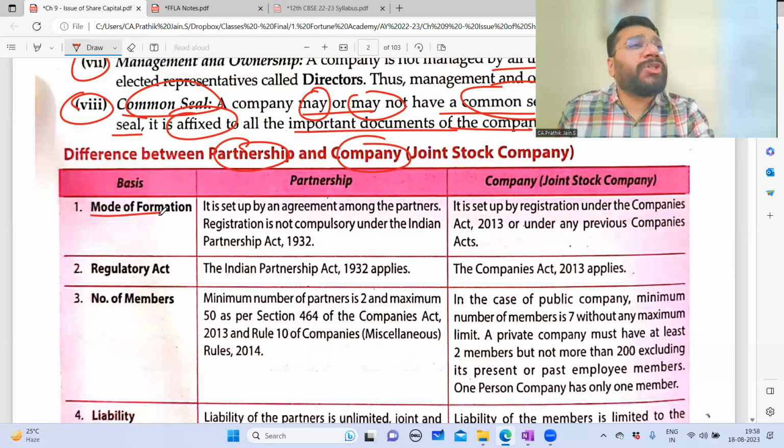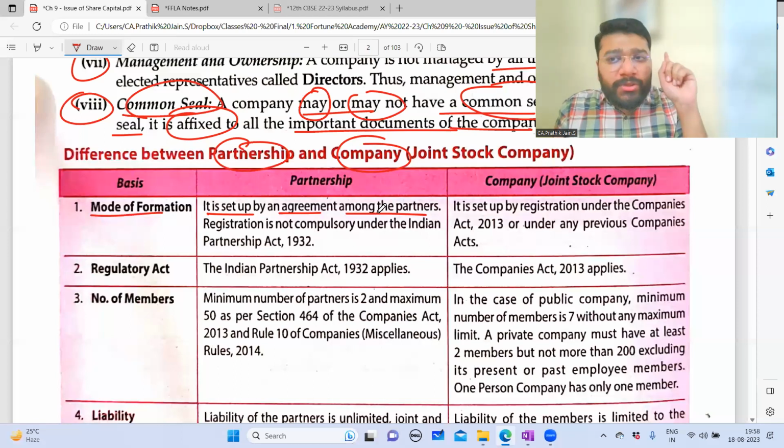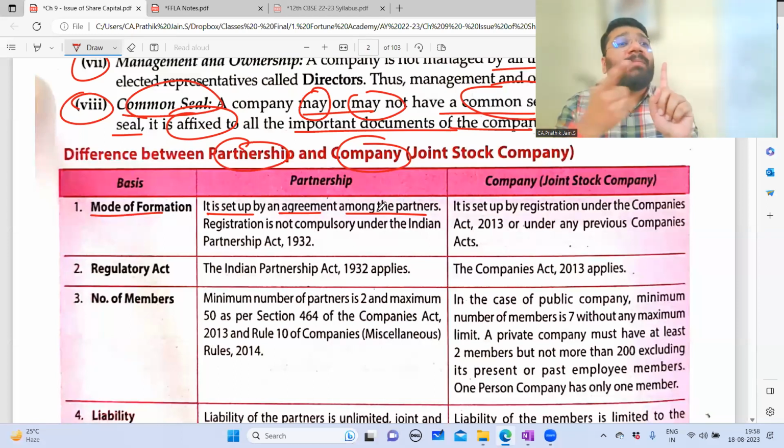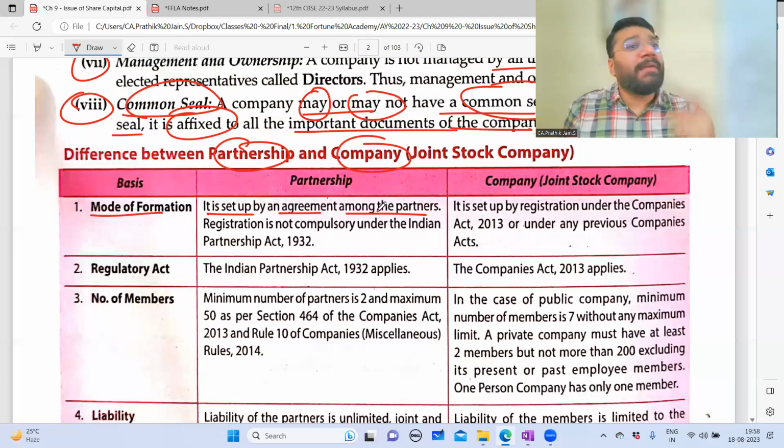How does a partnership come into existence? It is set up by agreement among the partners. The agreement can either be oral or in writing. It can be in any form. There is no compulsion by law that the agreement has to be in writing, but an agreement has to be there.